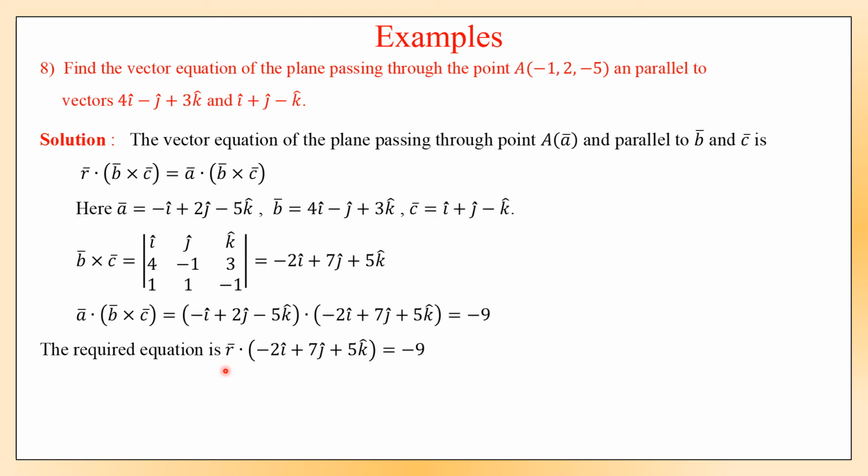Therefore, the required equation is r vector dot b vector cross c vector, which is minus 2i plus 7j plus 5k, equal to the value of a vector dot b vector cross c vector, which is minus 9. Hence, the required equation is r vector dot minus 2i plus 7j plus 5k equal to minus 9.